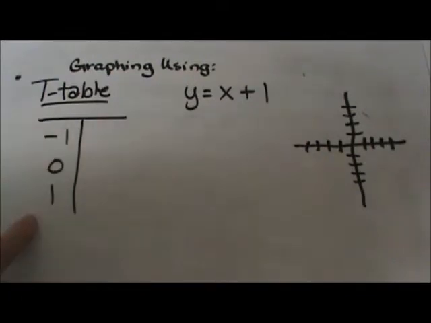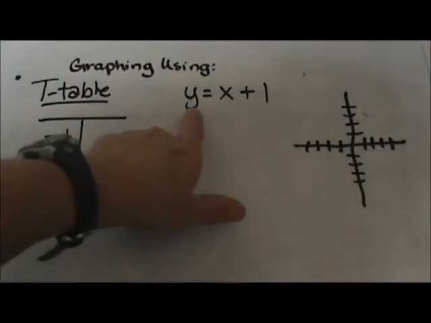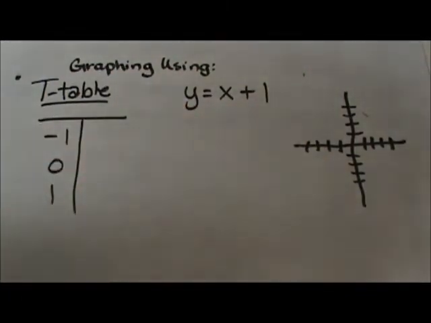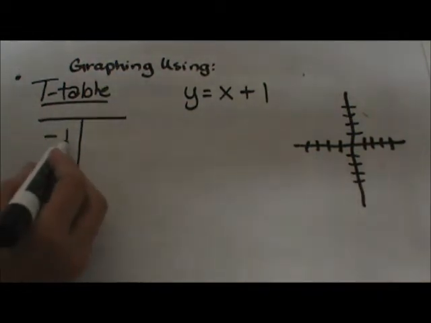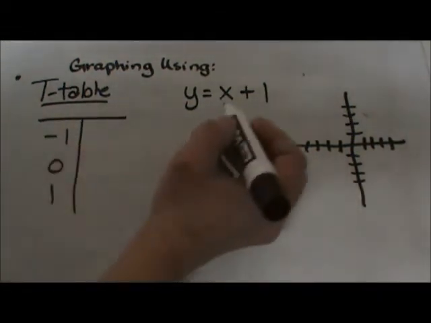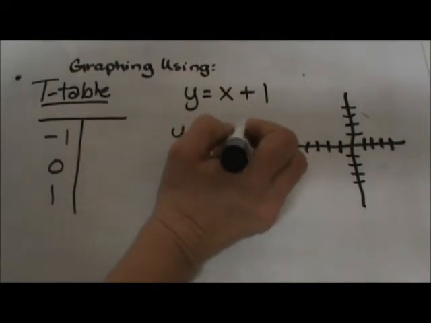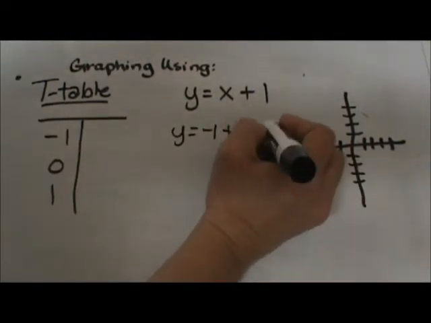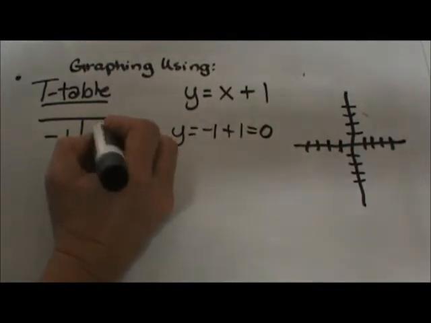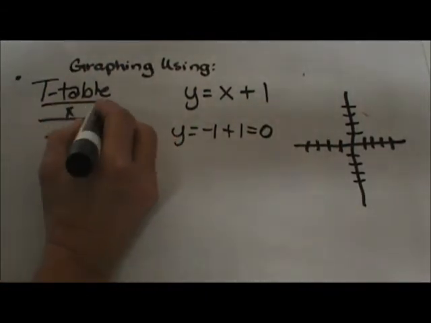Okay, here's my table, and here's my equation, y equals x plus 1. So I'm going to start off by plugging in the value -1 for x. So I'm going to plug in y equals -1 plus 1. Well, -1 plus 1 is 0. So that means my y, or my output value, is 0.